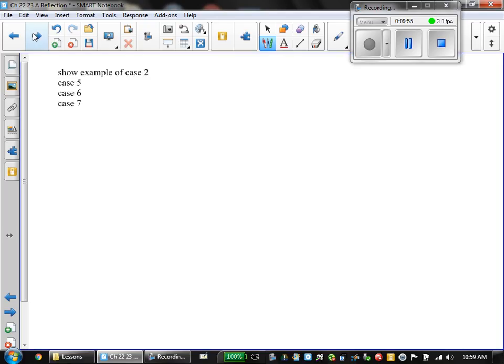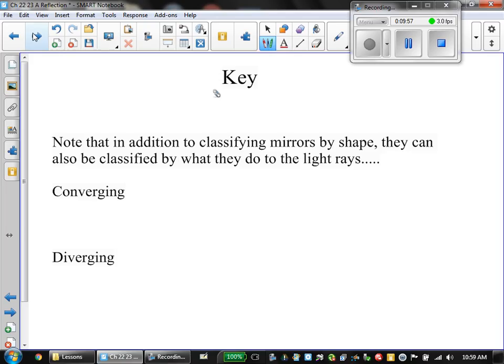As I mentioned before, sometimes you use different vocabulary. Sometimes converging means the light rays come together. So pay attention. I think you'll see that a concave mirror is also a converging mirror, and a convex mirror is a diverging mirror. So if you look at your key, you can see this.